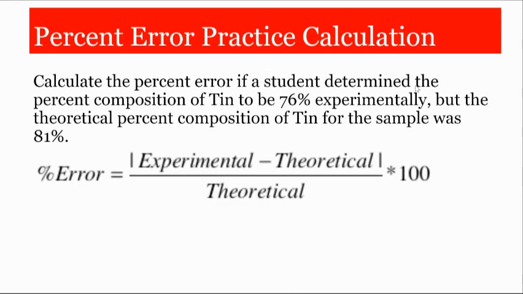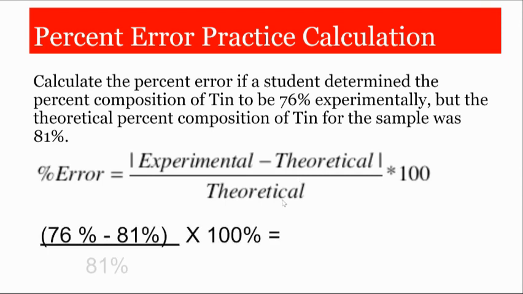So let's do a quick practice problem. Calculate the percent error if a student determined the percent composition of tin to be 76% experimentally, but the theoretical percent composition was 81%. Our experimental value should be 76. So we're going to take 76 minus 81 divided by 81 times 100. 76 minus 81 is -5. -5 divided by 81 times 100 is -6%.